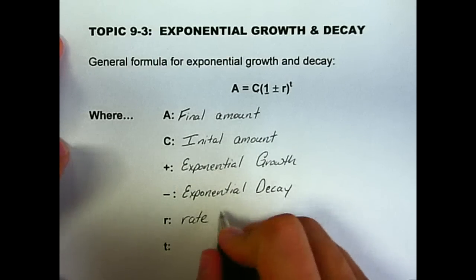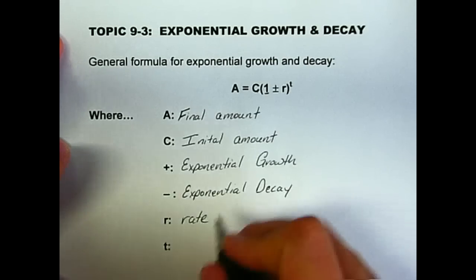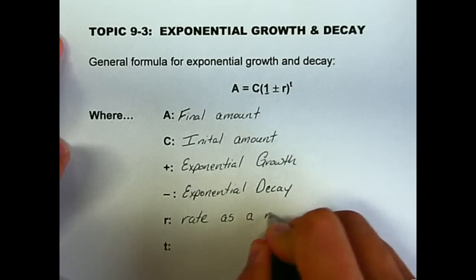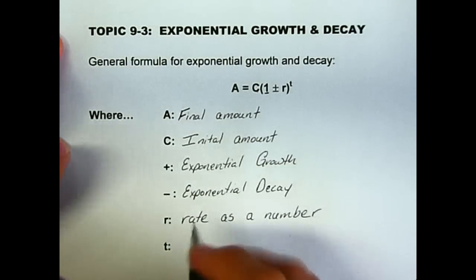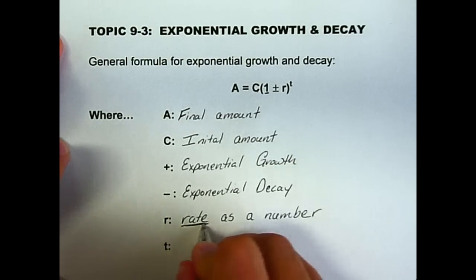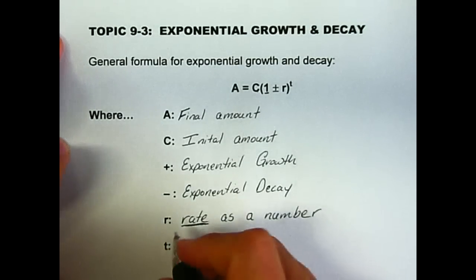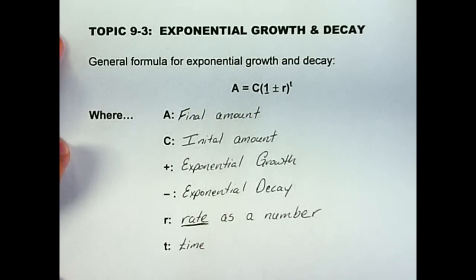You got to be careful with this one because often it's given in the question as a percent, but you have to write this in as a number. Okay? So make sure that when you write the rate into the formula that it's a number and not a percentage. And finally, T is the amount of time I'm measuring the decay or the growth of my C. So there's our variables, right? So let's try an example here.